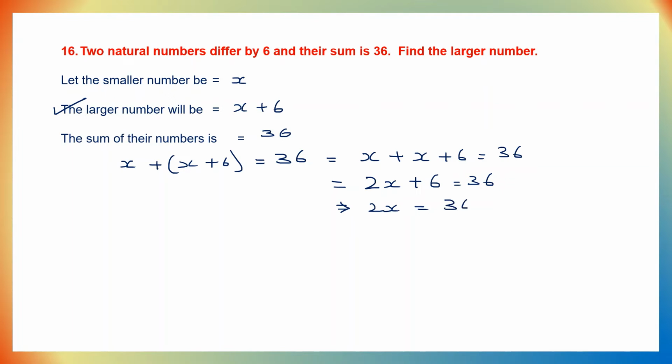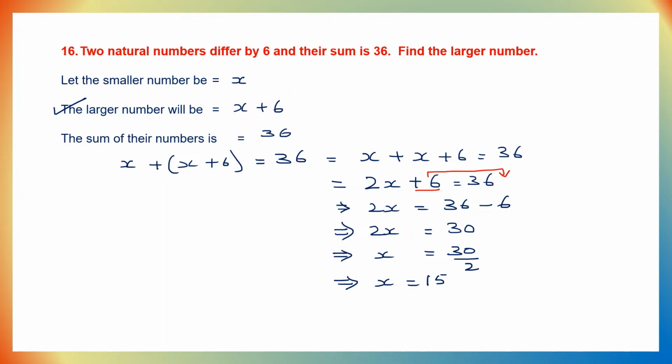How do we do it? 36 minus 6. Why minus? Because plus 6 has been transposed to the other side and it's become minus. So now 2x is equal to 36 minus 6, which is 30. So that means x is equal to 30 divided by 2. So x will be 15. So we have found the value of x.